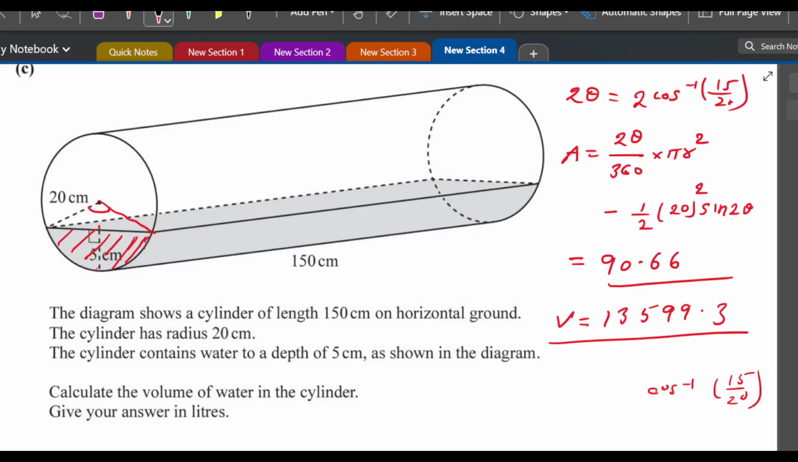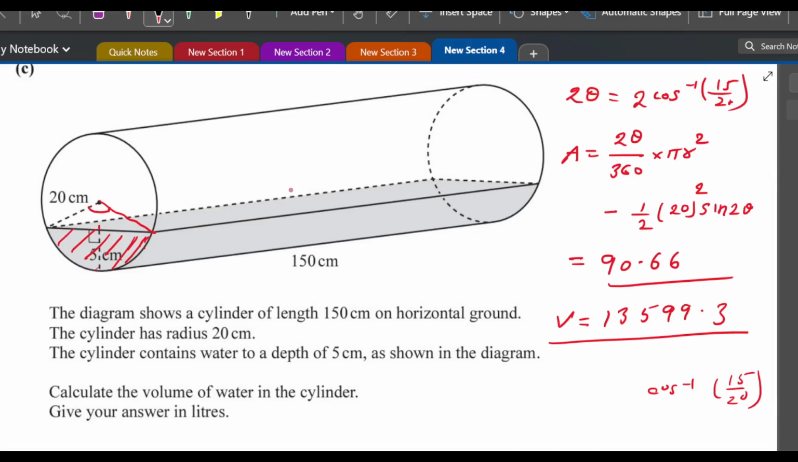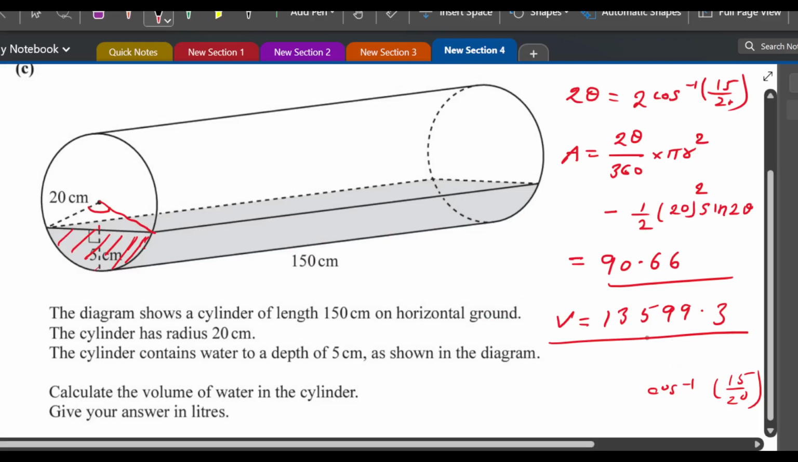Okay, we have to convert it into liters. So centimeter cube, you divide by 1,000, you will get it in liters. Yes, your answer is in liters. So divide by 1,000. Yeah. So 13.599 liters.